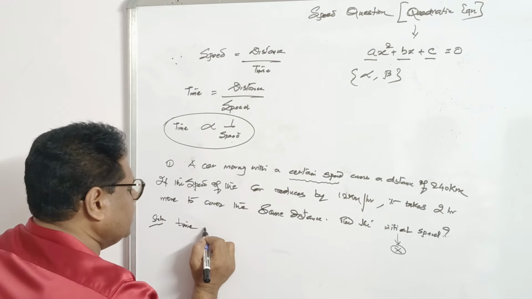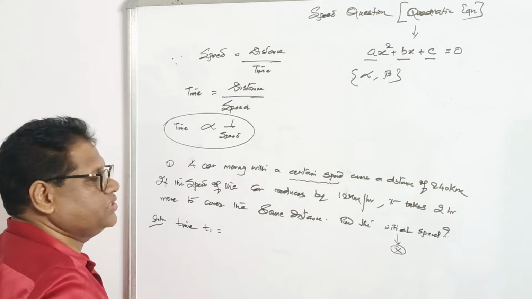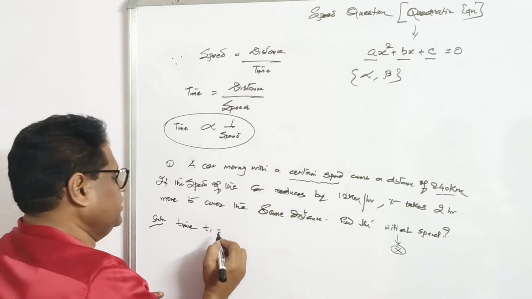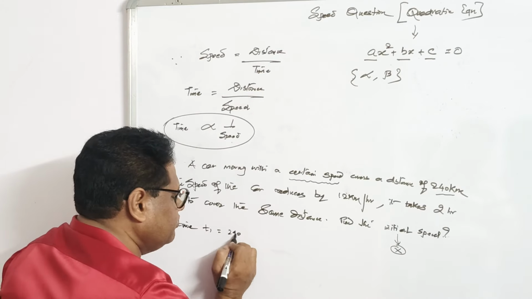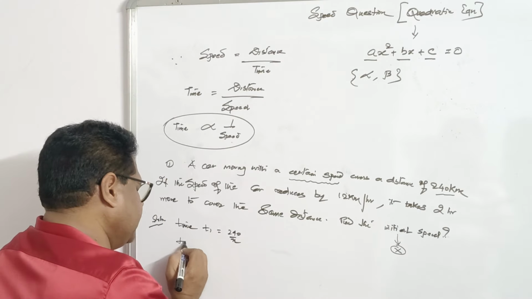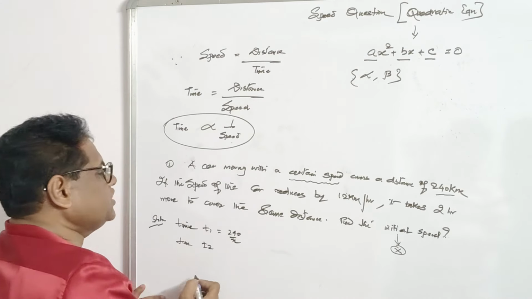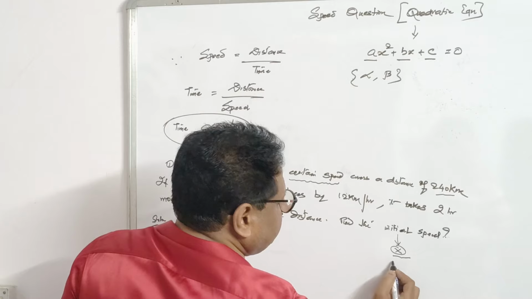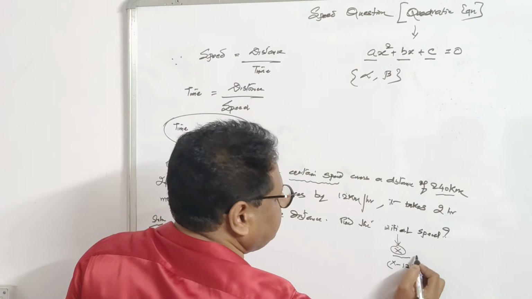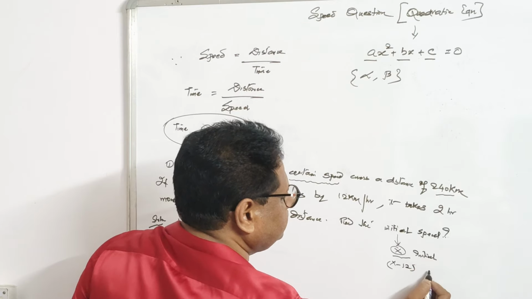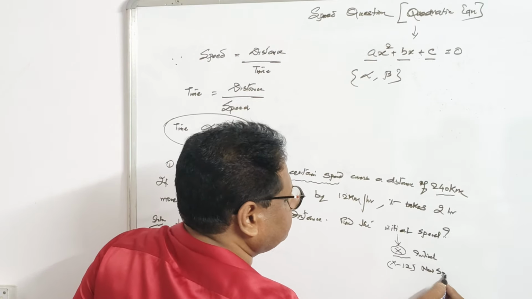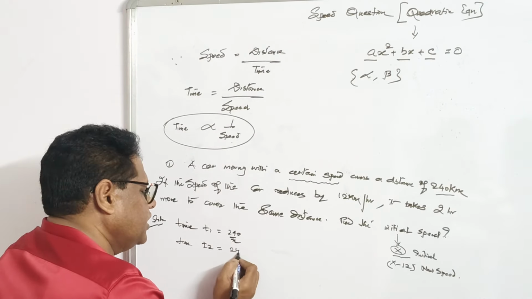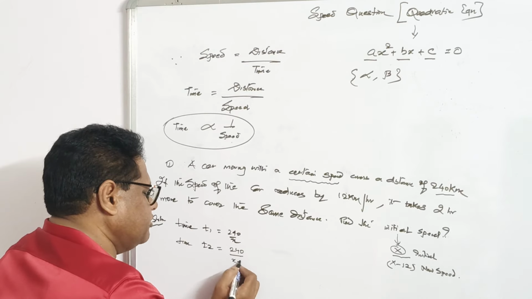Okay, now this is the solution. The time taken for the first condition, when the speed was x km per hour to cover 240 kilometers, applying this formula, the time t1 is 240 by x, right? The second time t2, after the speed reduces by 12 km per hour, this is the new speed. Initial speed was x, the new speed is x minus 12. So now the new time taken for covering 240 kilometers is 240 by x minus 12.